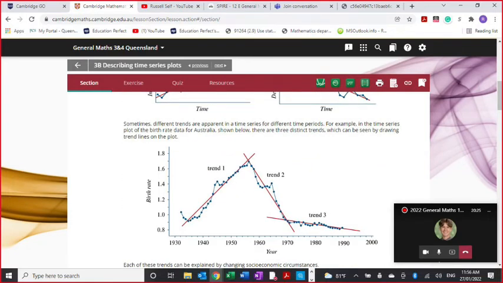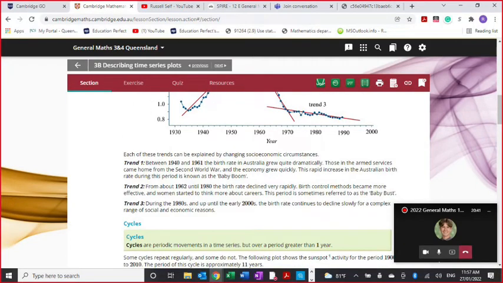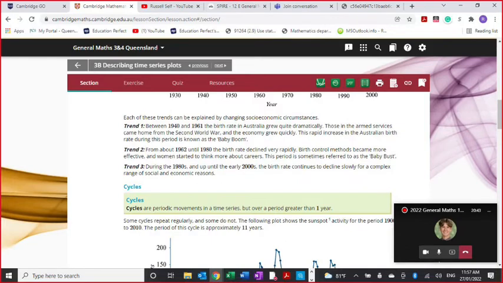The line is going up quite a lot. Here, we could say that this is a dramatic decrease. Now, with trend 3, from about 1970 to 2000, or to 1990, sorry, the trend is still a decrease, but a slight decrease. All right, so a slight decline.